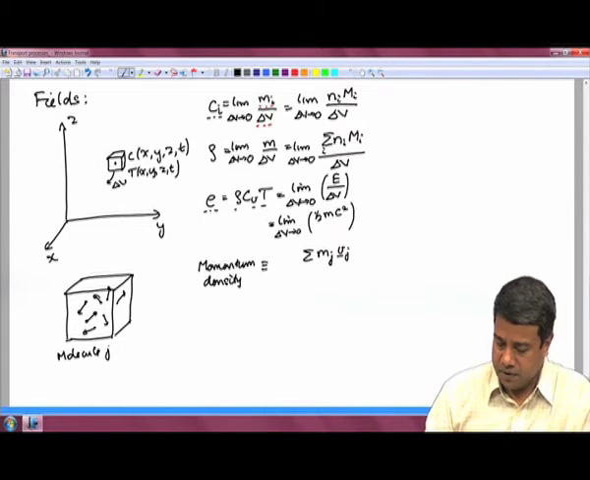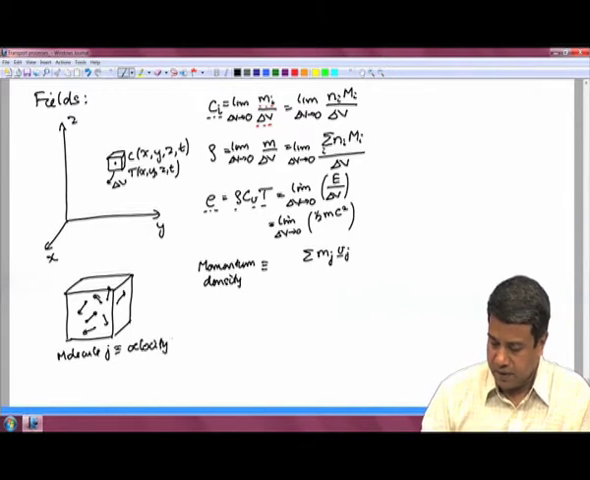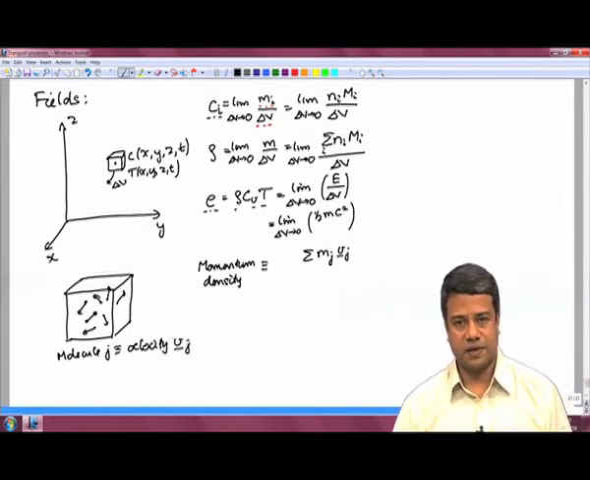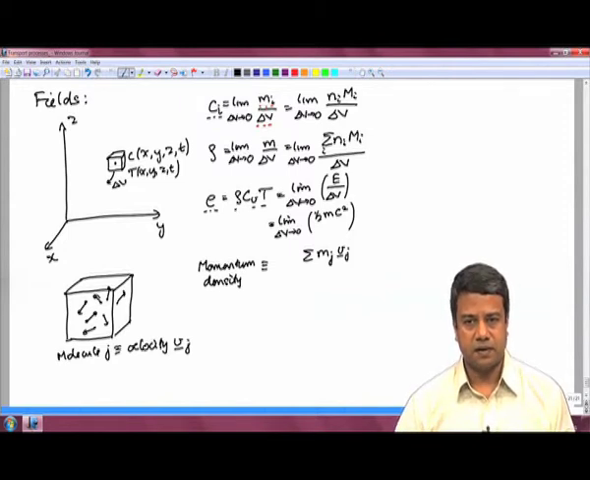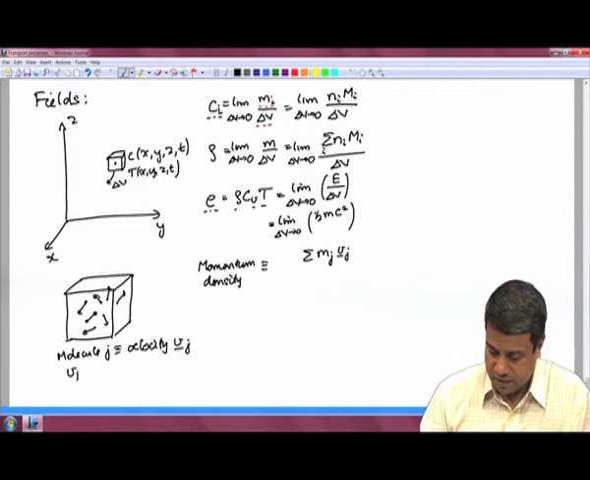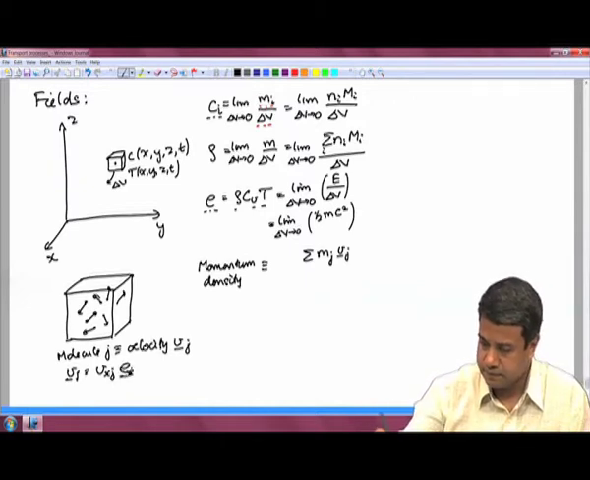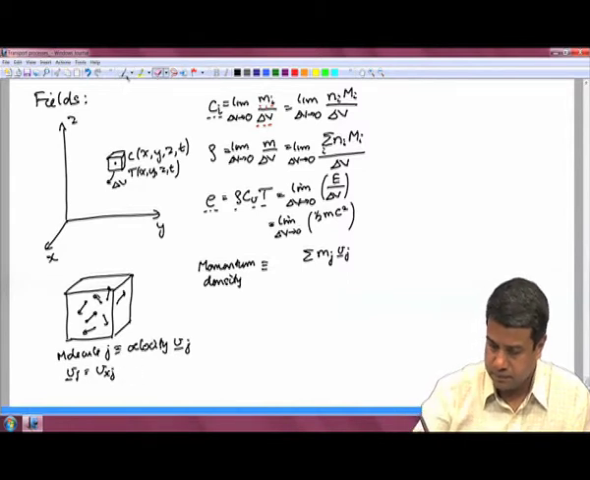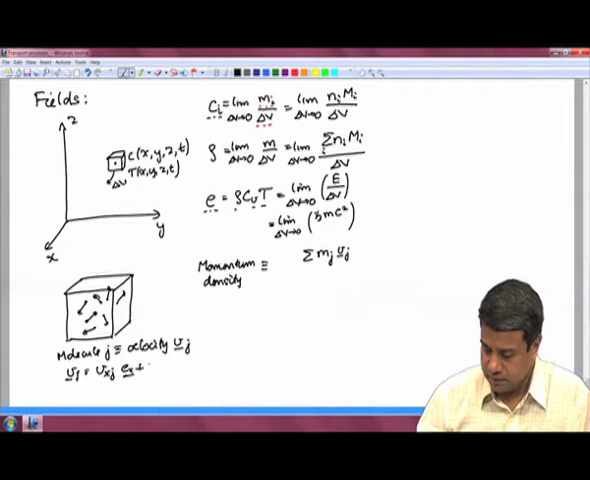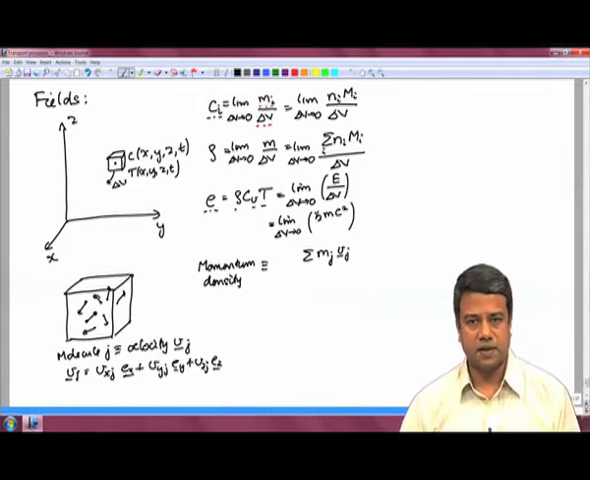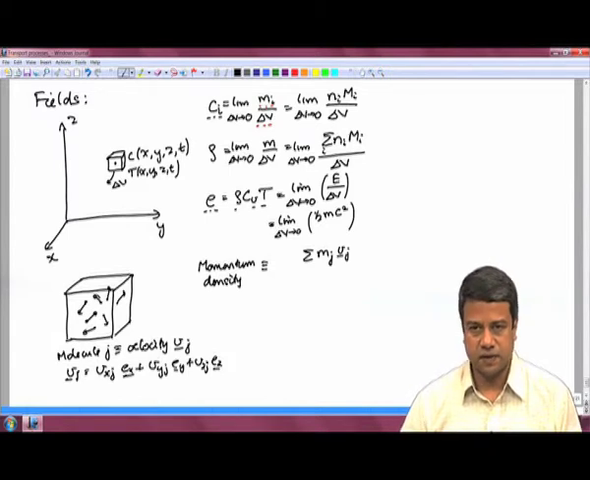Okay. For each molecule j, there is a velocity, vector Vj. It has three components: x, y and z. So it is a vector. I can write Vj as Vx,j Ex plus Vy,j Ey plus Vz,j Ez, where Ex, Ey and Ez are the unit vectors in the x, y and z directions. So, therefore, this is a vector.